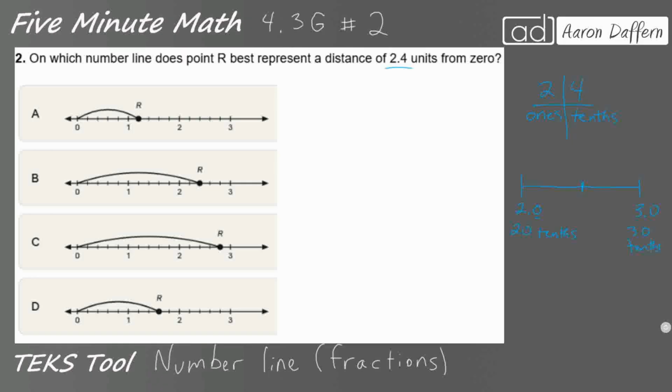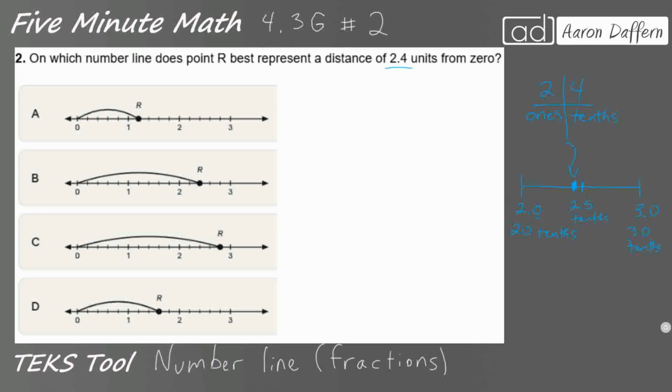So what's in between 20 and 30? Well, 25 tenths, or 2.5. And so that's going to be your halfway point. So my 2.4 is going to be just kind of right before that 2.5, somewhere around there. So it needs to sit between 2 and 3.